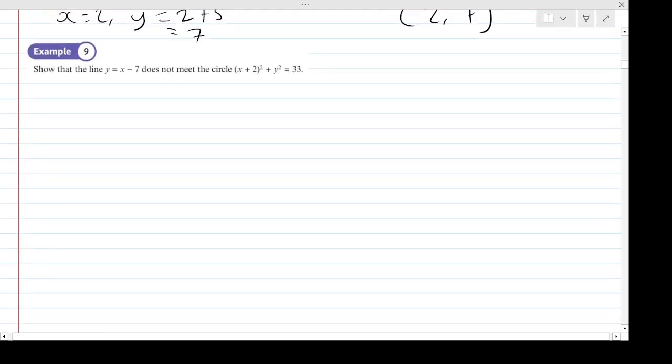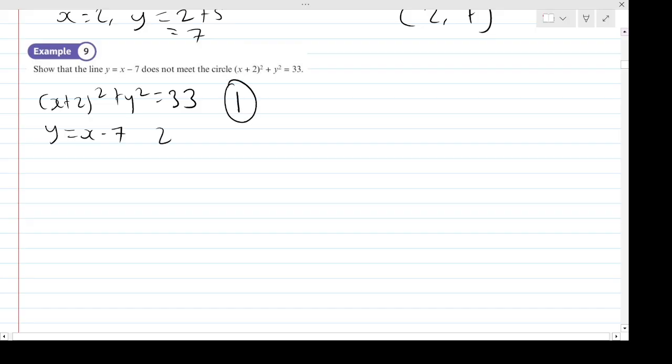Show that the line y is x minus 7 does not meet the circle of that equation. So let's note that down. x plus 2 squared plus y squared is 33, and y is x minus 7. Now we want to show it does not meet the circle, in other words, does not intersect. Well, if we want to consider their intersection, again, we need to equate them together, so they need to be simultaneous.